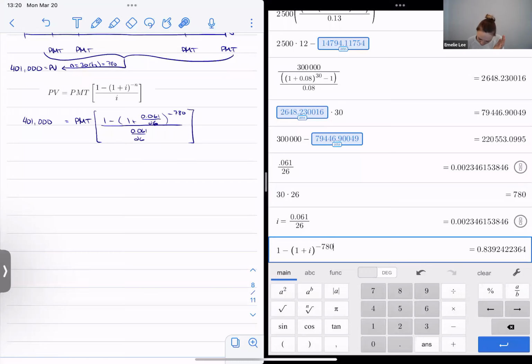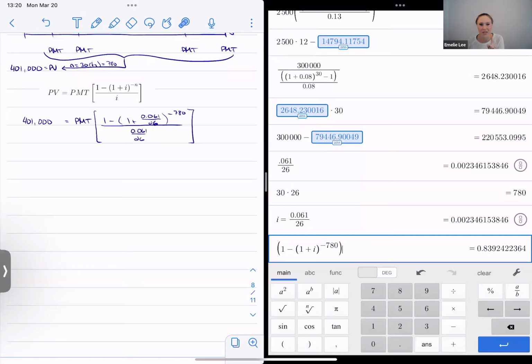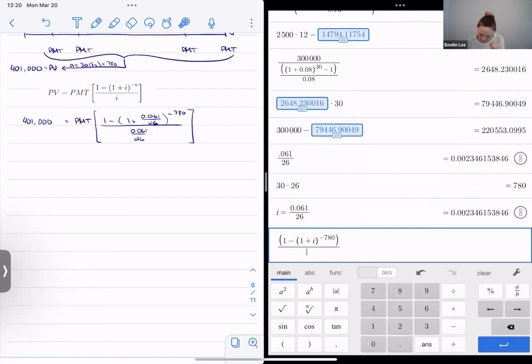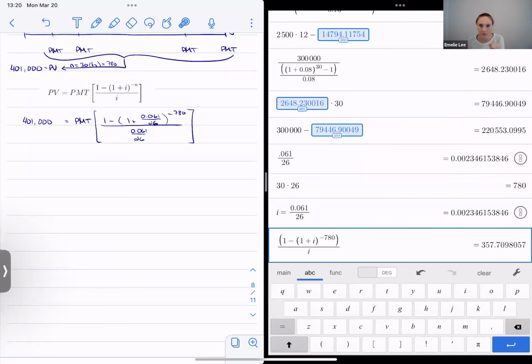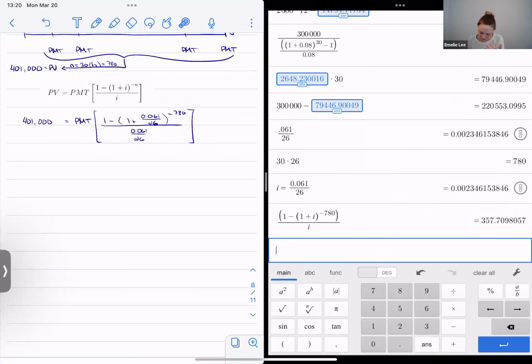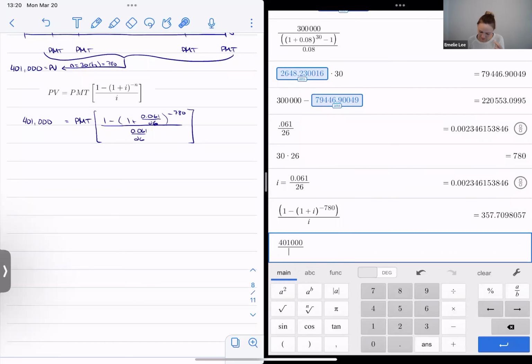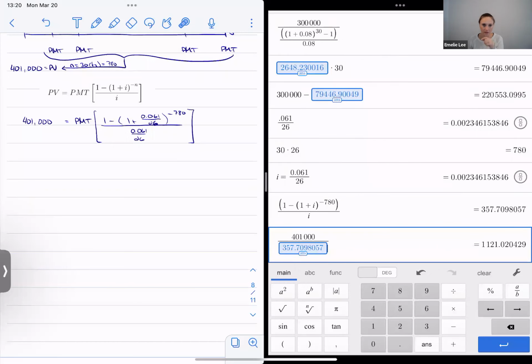All right, 1 minus bracket 1 plus I end bracket to the power of negative 780. And to get the negative, you can just use the minus. That's weird to me, but that's just how it works, I guess. Then we're going to step it down, and I'm going to wrap this up in brackets just in case, because then I'm going to divide by I here. Make sure that it keeps up. Okay. And then in my next step, I'm going to have 401,000 divided by that previous answer. Okay.